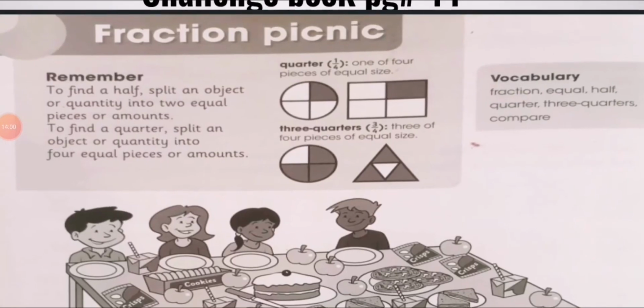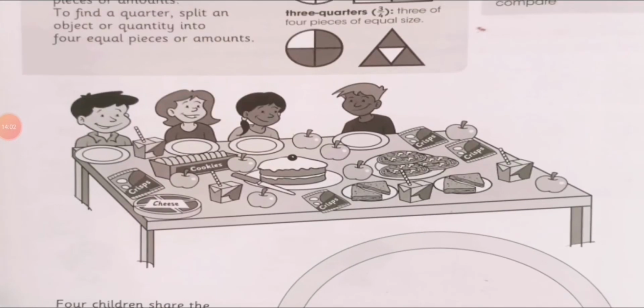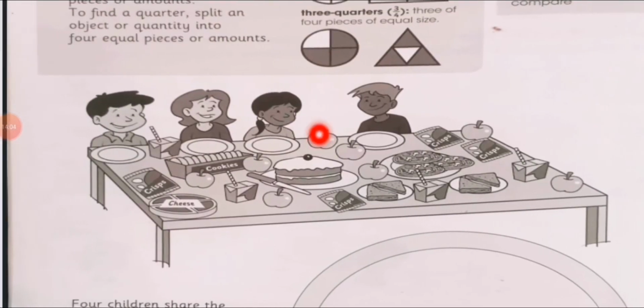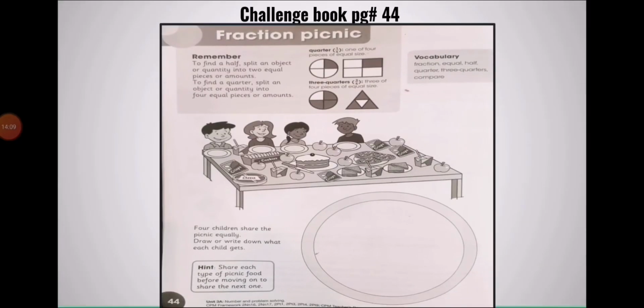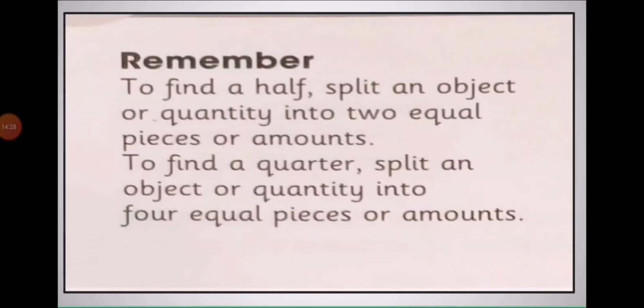It's about a picnic. You can see there are children. How many children? 1, 2, 3, 4. 4 children are having a picnic. So we have to find out the things here. So get ready. I'm just explaining to you how to do that work. You will do that work by yourself. So this is the guided assessment. I'm just guiding you, explaining how to do it.